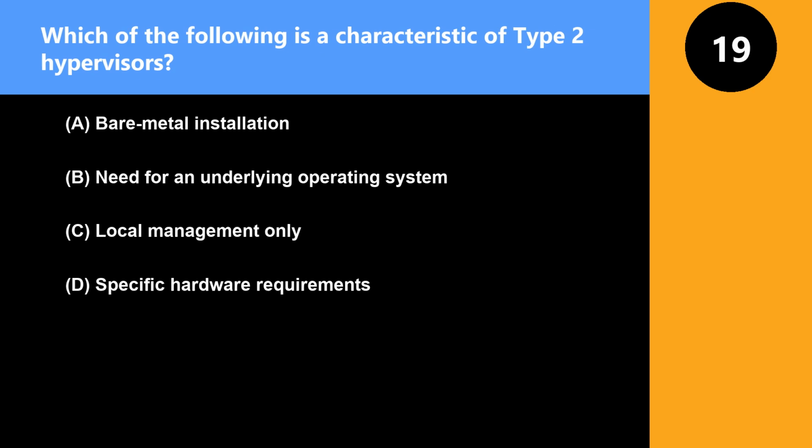Question 19. Which of the following is a characteristic of Type 2 hypervisors? Option A, bare metal installation. Option B, need for an underlying operating system. Option C, local management only. Option D, specific hardware requirements. The correct answer is option B, need for an underlying operating system.